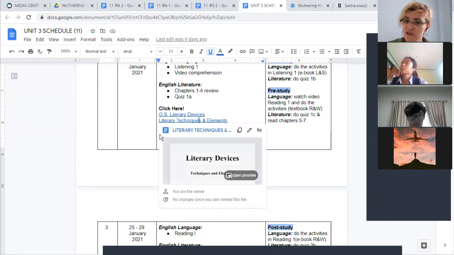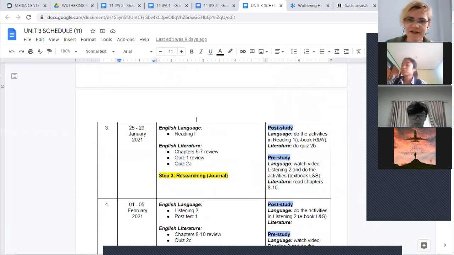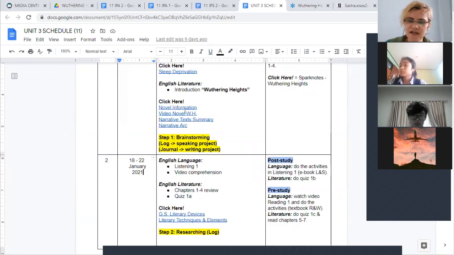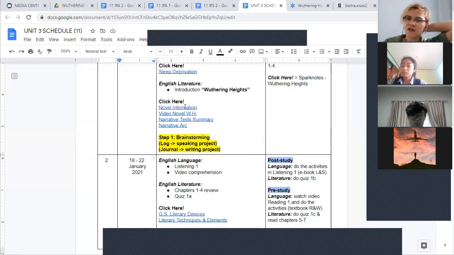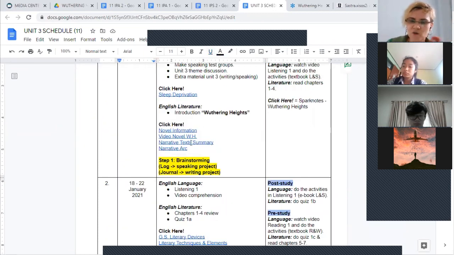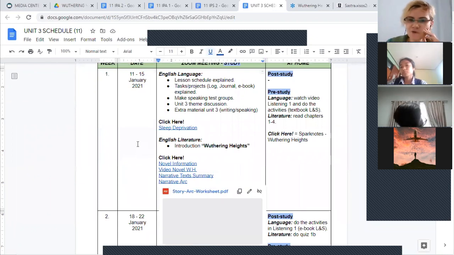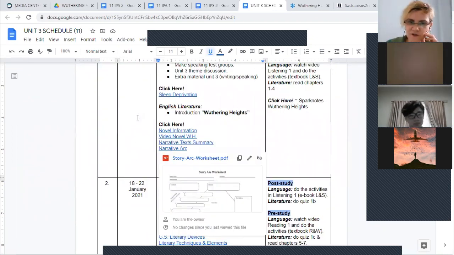Now, it's important that you study this material because there are 2 main focuses. First, you need to be able to recognize them and analyze the elements and techniques. And second, you need to be able to use them. So it's important that you understand this. You individually can go over that, right? And of course, the novel information SparkNotes, which we will look at today again. And then you also have the video, what about narrative text summaries, what are the components of that, and the narrative arc that we also talked about last week, right?